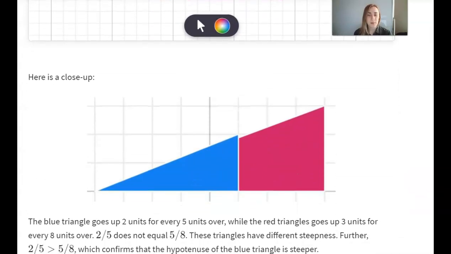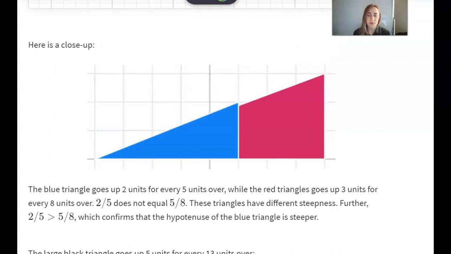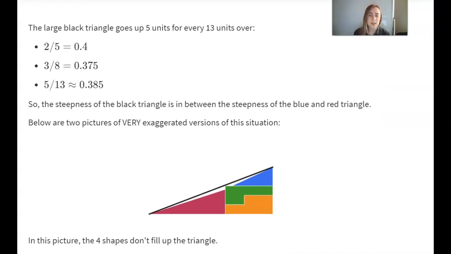Here's a close-up. The blue triangle goes up 2 units for every 5 units over, and you can think back to what you learned about slope, while the red triangle goes up 3 units for every 8 units over, and their slopes therefore do not equal one another. So the steepness of the black triangle is in between the steepness of the blue and the red triangle, and you can see an exaggerated version of the situation.